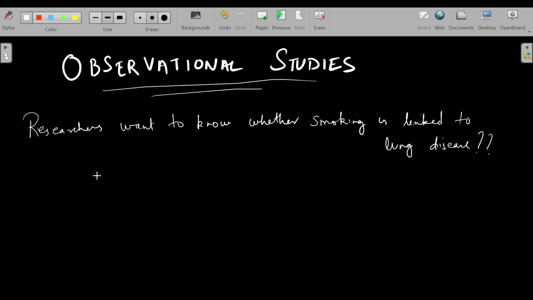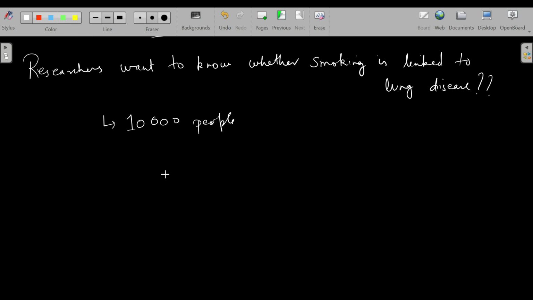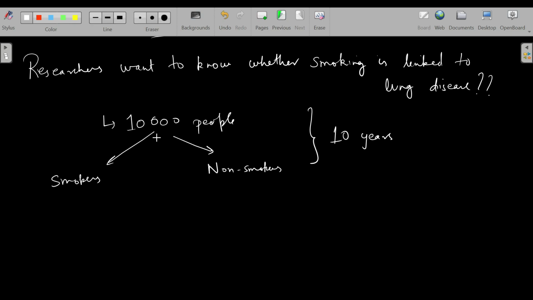Over here, what the researchers will do is select 10,000 people at random, and out of these 10,000 people, there would be a few smokers and a few non-smokers. Researchers will simply observe the pattern over a period of say 10 years for these 10,000 people, and after 10 years they will see, out of these smokers and non-smokers, how many of them have lung related diseases.